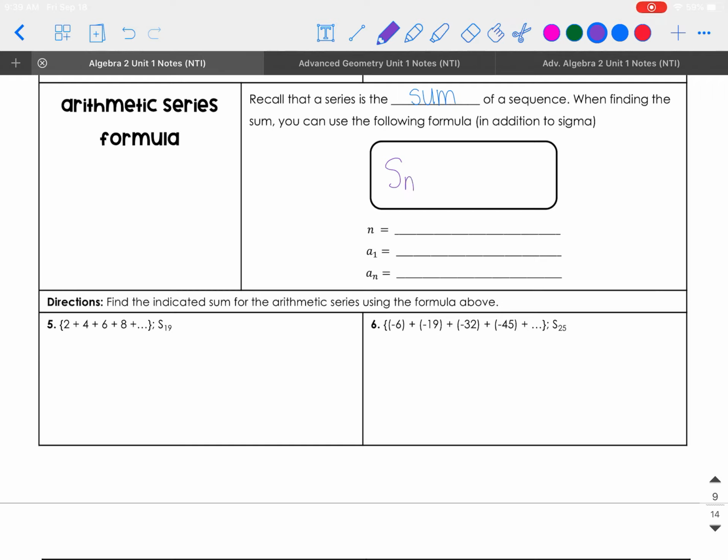So S sub n, that just means the sum of, if I was finding the sum of 5 terms, that would be S with a 5, right? Equals n times, get your big parentheses because we have a fraction. On top of the fraction is a1 plus an, and then on the bottom is 2.